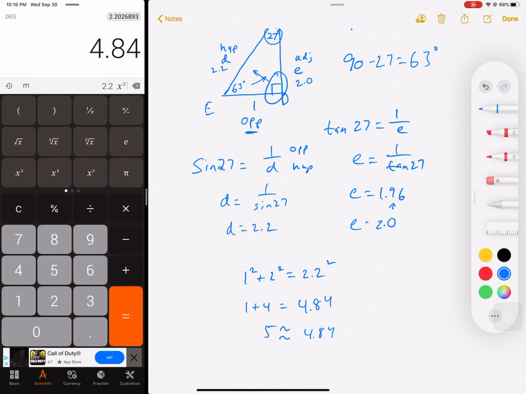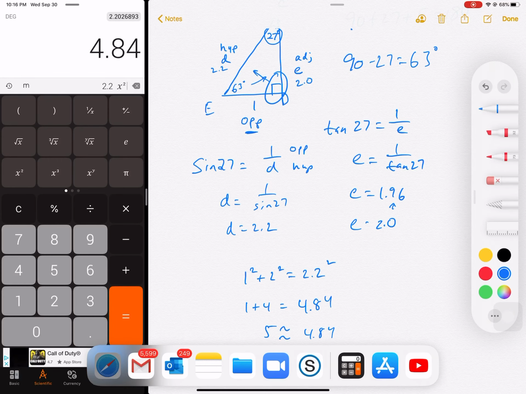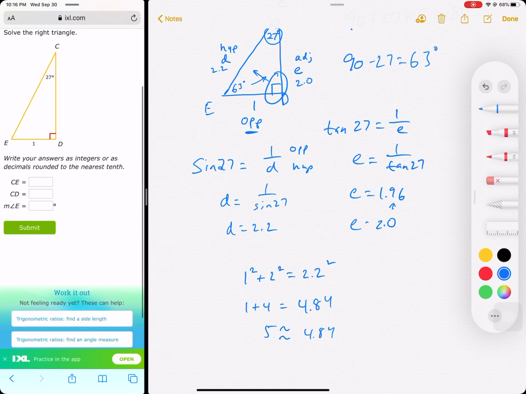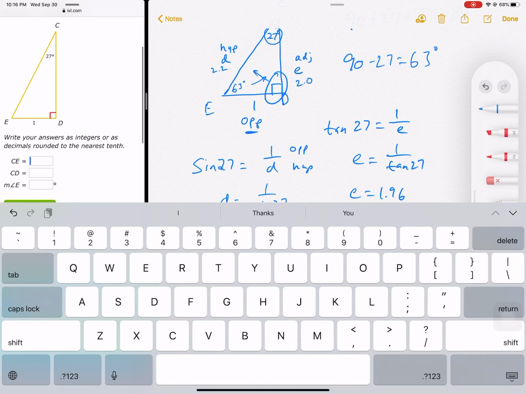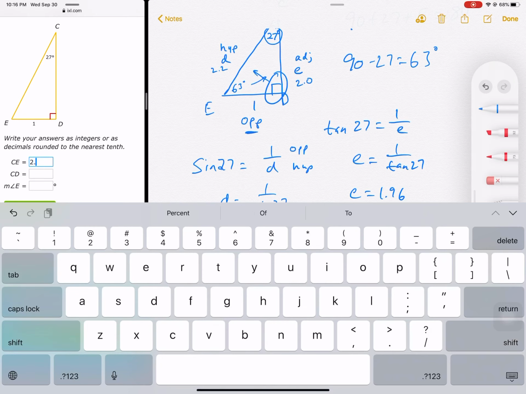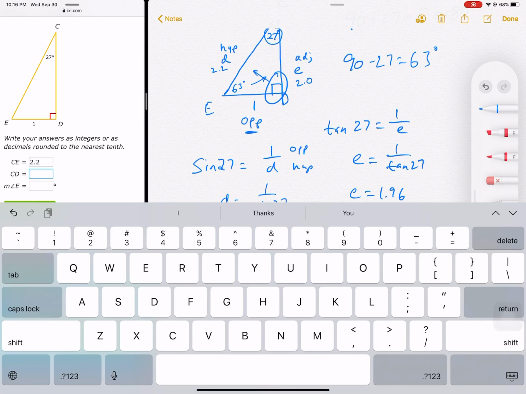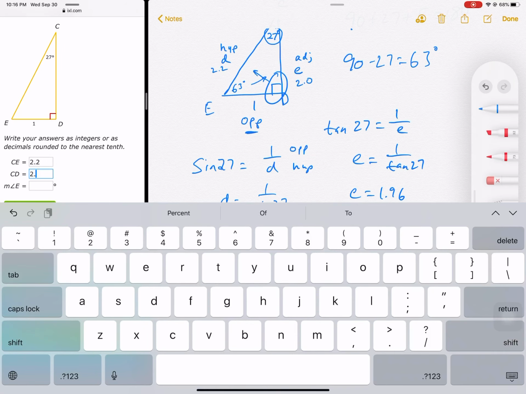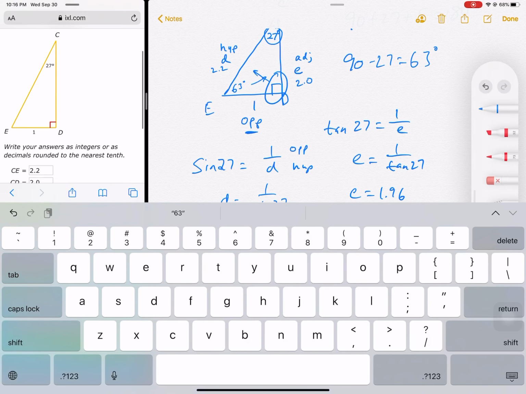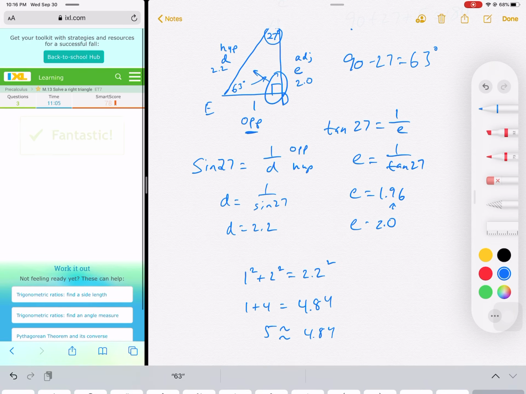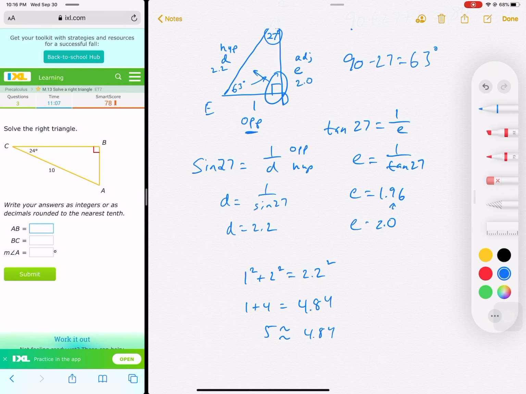Okay, so let's go ahead and plug in our answers and see how we did. We are told that CE, let me move this up a little bit. C is my hypotenuse, and we said that was going to be 2.2. Hopefully that's right. Our CD is 2.0. Hopefully you don't fault me for putting a decimal there. And my missing angle is 63. Let's double check that. 63. Here we go. Fantastic. Oh, that was scary.